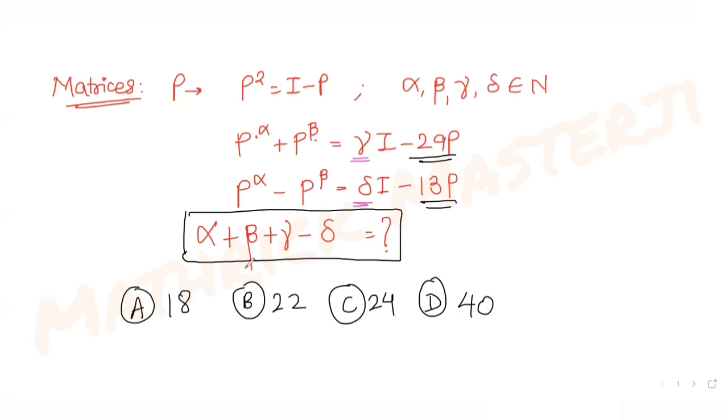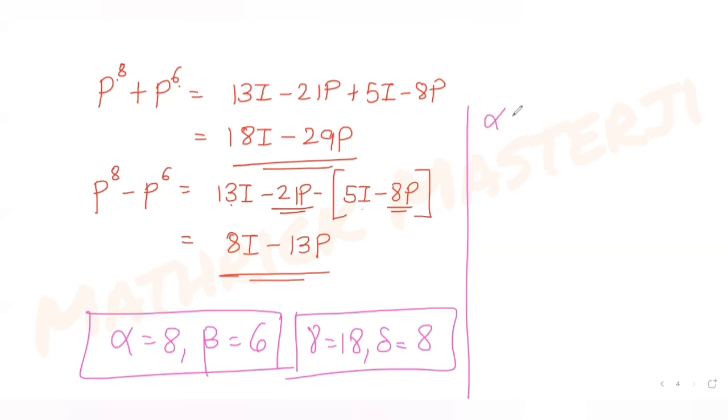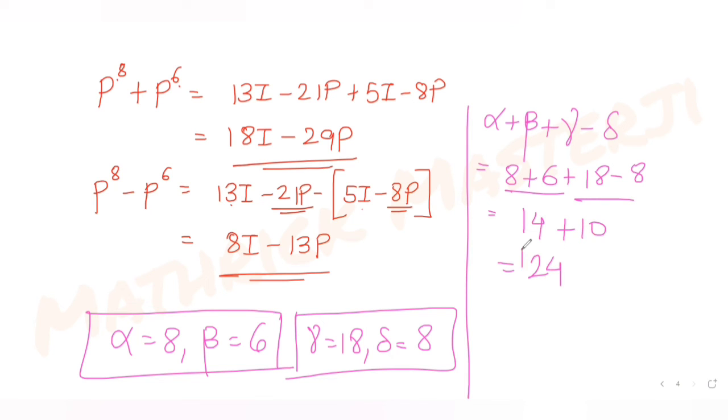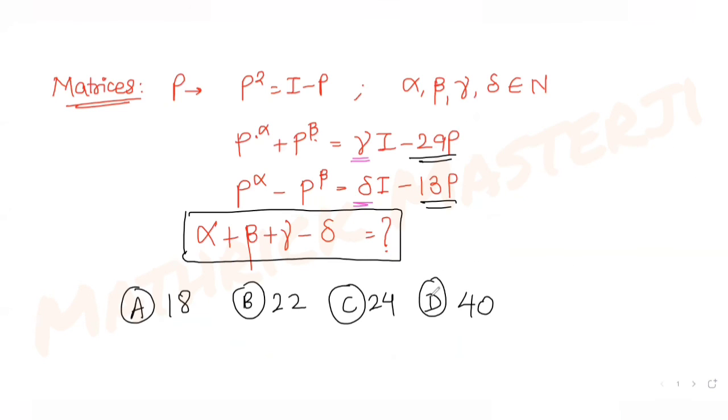And I have to add alpha, beta, and gamma and subtract delta. So alpha plus beta plus gamma minus delta. Alpha is 8, beta is 6, gamma is 18, delta is 8. So I get 14, and 18 minus 8 I get 10. That basically gives you the answer as 24. So I get the answer for the question, and that matches with option C. So C becomes the correct answer for the question that is given to us here.